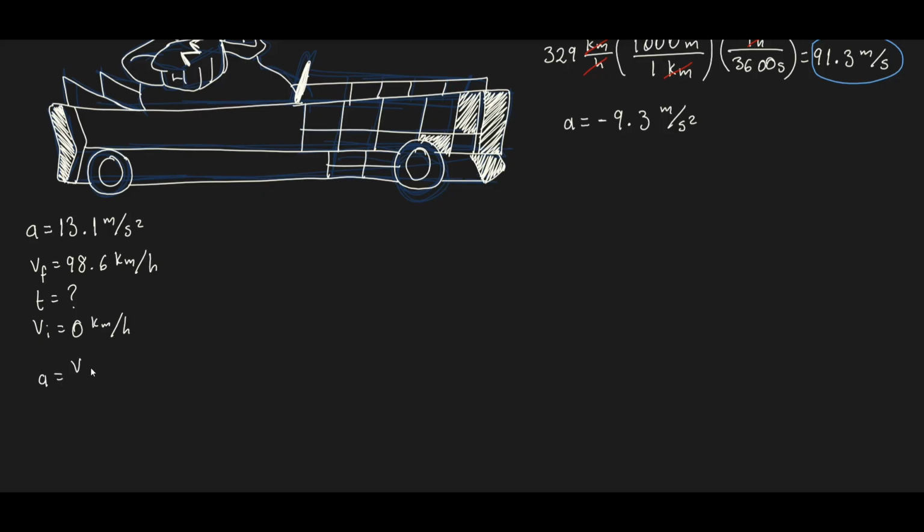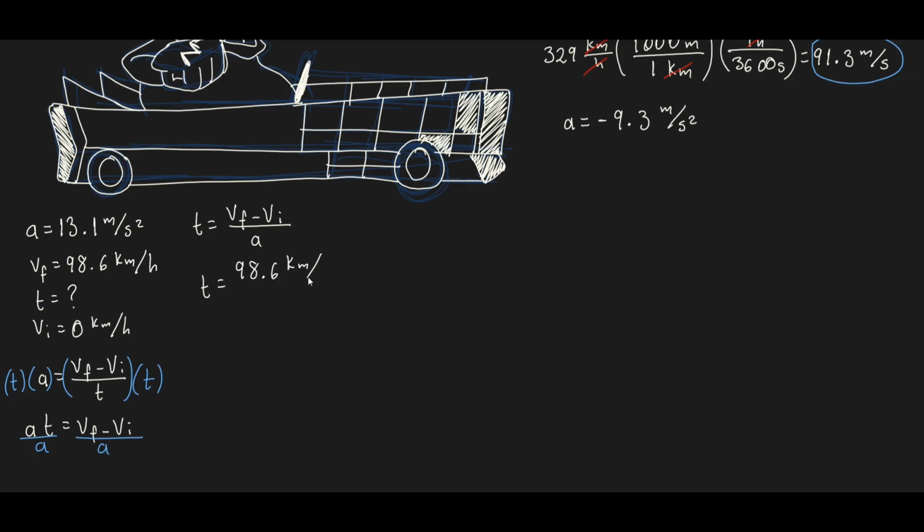We solve a equals final speed minus initial speed over time, but this time for t. We multiply both sides of the equation by t and we get a times t equals final speed minus initial speed, and then we divide both sides by a to end up with t equals final speed minus initial speed over a. We can substitute values now, so the equation turns into t equals 98.6 km per hour divided by 13.1 meters per second squared.